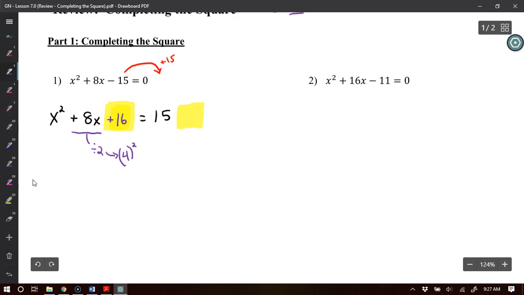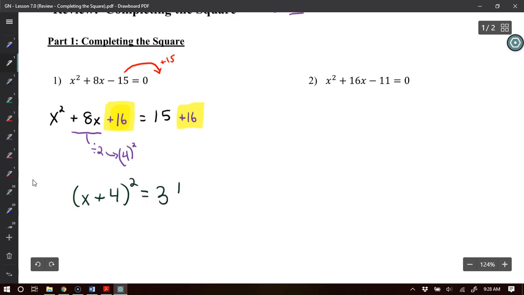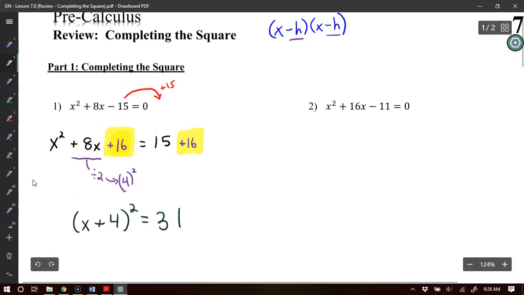But if I put a positive 16 on the left side of the equation, I have to put a positive 16 on the right side of the equation. Now we can factor it, because what number multiplies to 16 and adds to 8? That would be 4 and 4. So that number, when we divide it by 2, we got x, we have plus 4 squared, and it equals 31. That's completing the square, is we take the linear term and we divide it by 2, because that creates the two factors that we're looking for.